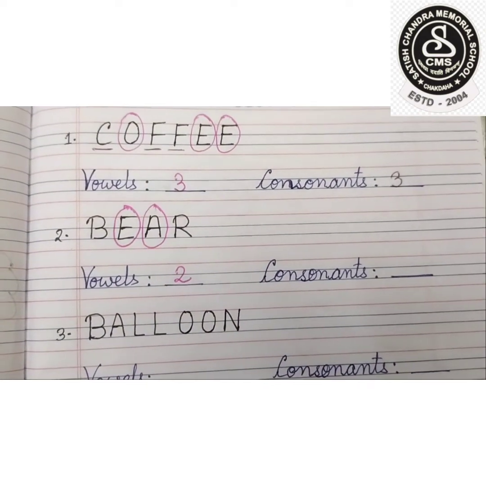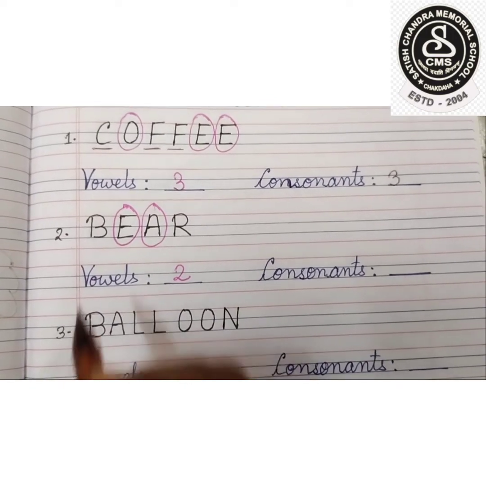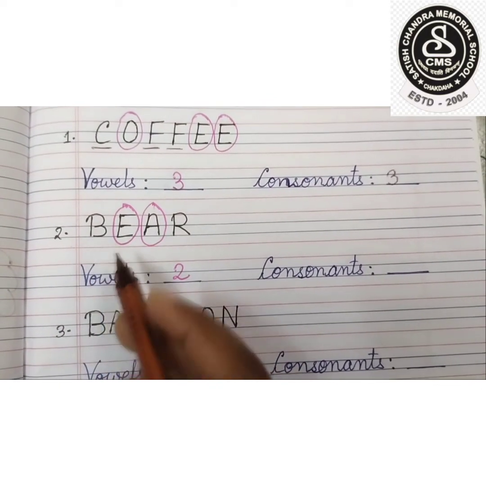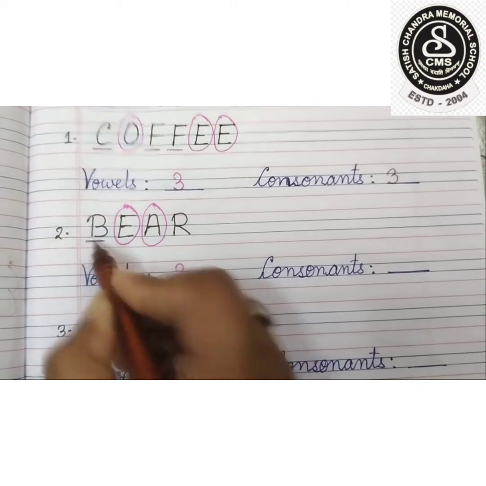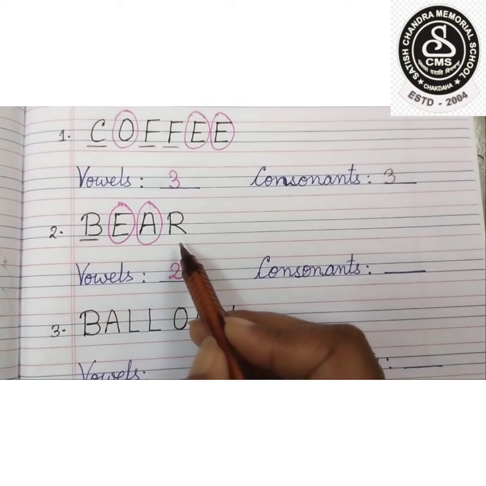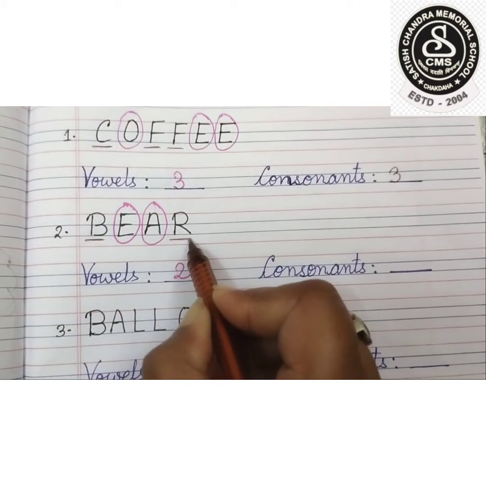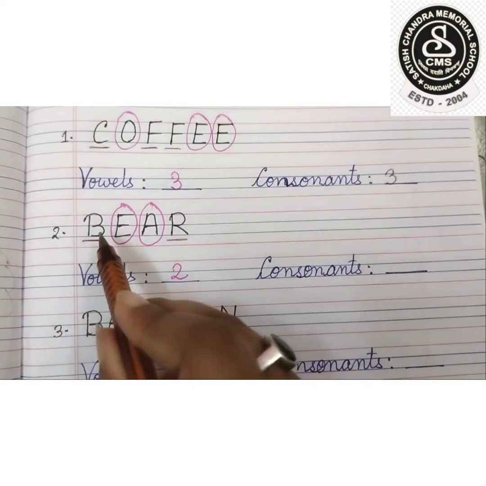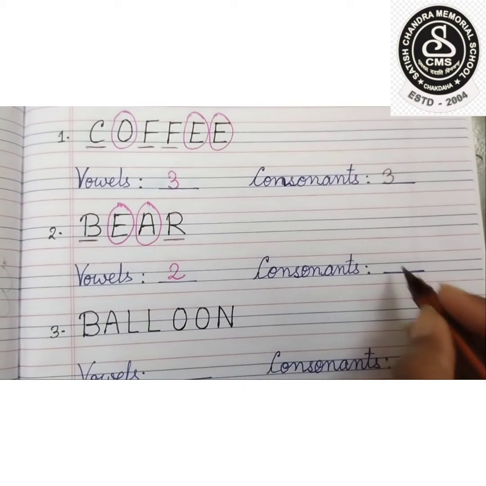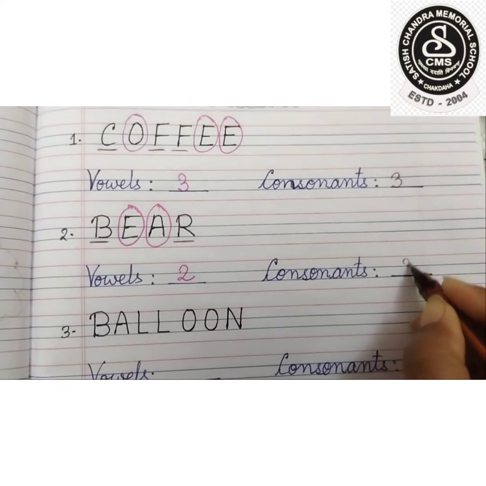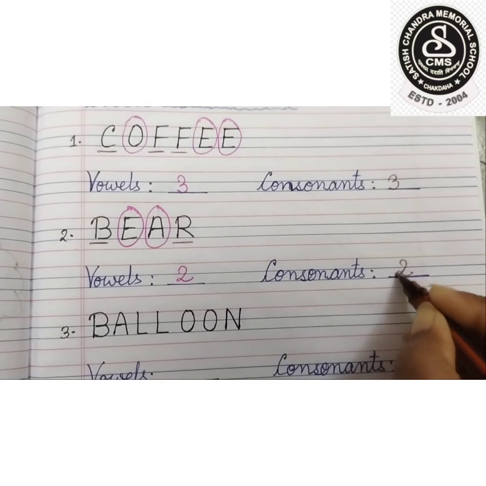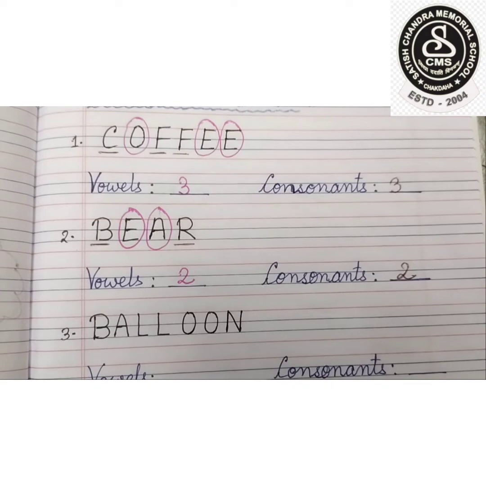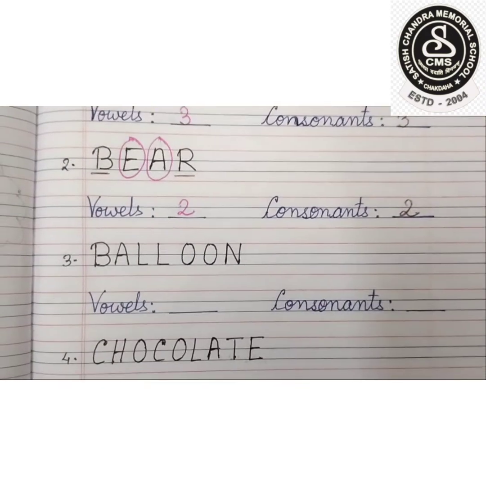And now let us find out how many consonants. B is a consonant. So we will underline B. R is a consonant. So we will underline R. So how many consonants? 1, 2. 2 consonants we got. So we will write here 2. Okay. Now the next word.